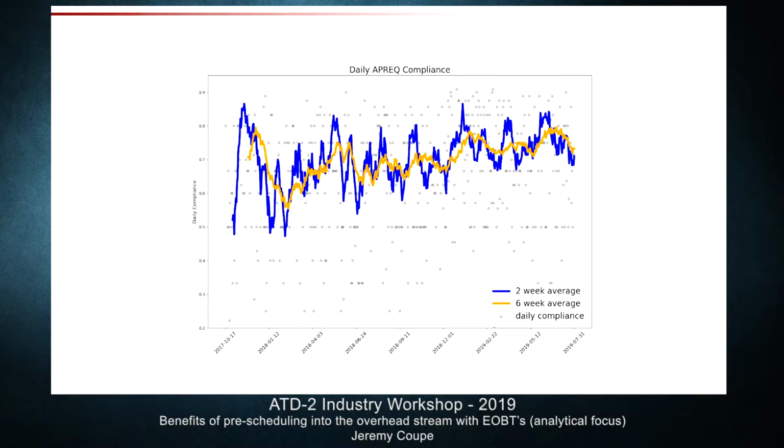This is the second destination, O'Hare. We've only been pre-scheduling into O'Hare for about a month, so we don't really have a lot of data yet to look at. We have a little bit we'll show towards the end of the slides, but again, this is our 35,000 foot view of just APREQ compliance from Charlotte into O'Hare. And again, we can see the same thing, which is this trend upwards, with the predictability improving.